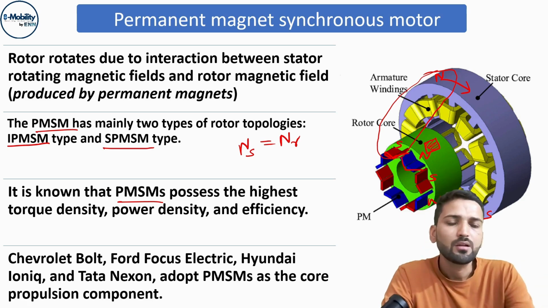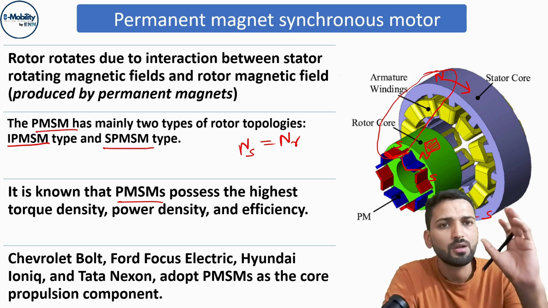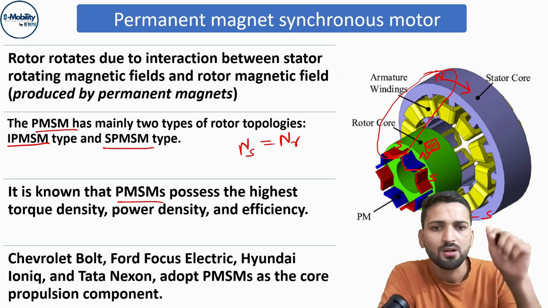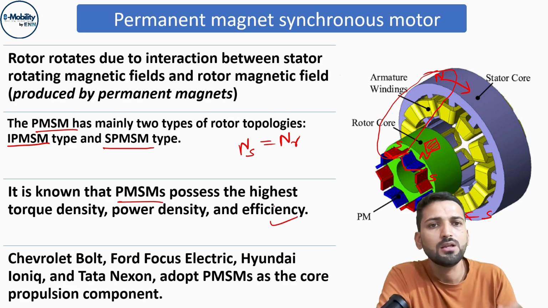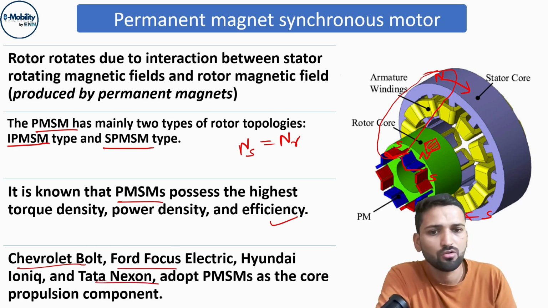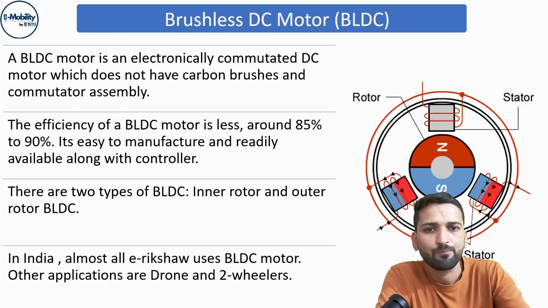The same, if 20 Newton meter can be generated by this much big induction motor, then a similar torque can be generated by almost half the size of a PMSM motor. That is why these motors are being popularly used in electric vehicles. These are being used in Ford Focus, Hyundai Ioniq, and Tata Nexon is also using the PMSM motor. And this is one of the major motors being used in high performance electric vehicles.